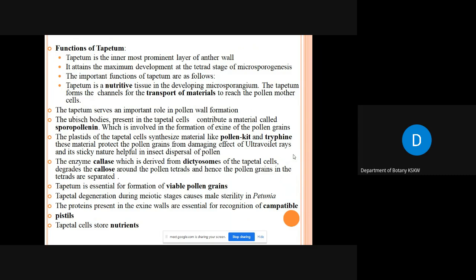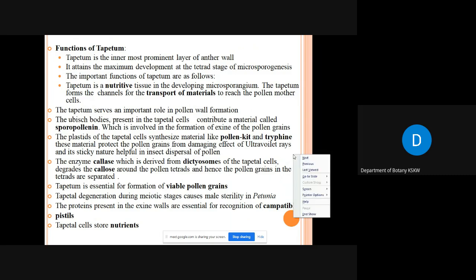The enzyme callase is derived from the dictyosomes of the tapetal cells, and it degrades the callose around the pollen tetrads, and hence the pollen grains in a tetrad get separated. Tapetum is very much essential for the formation of viable pollen grains. Viable means that they would germinate and be functional afterwards.